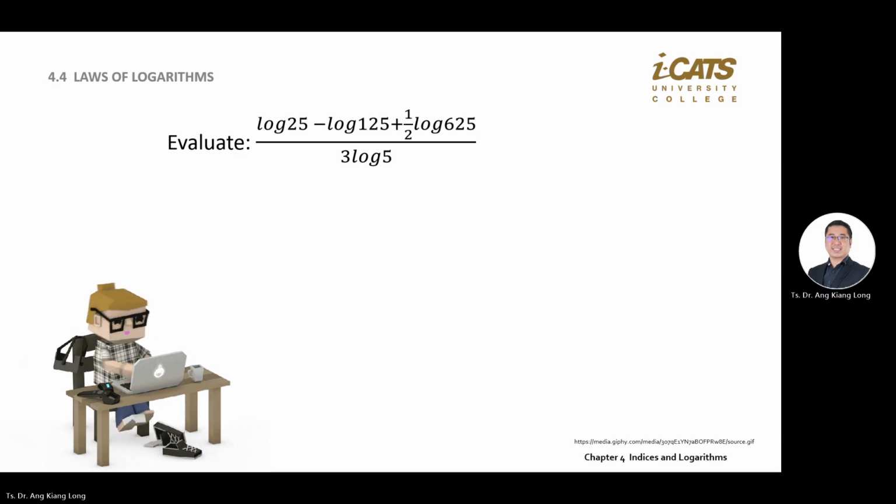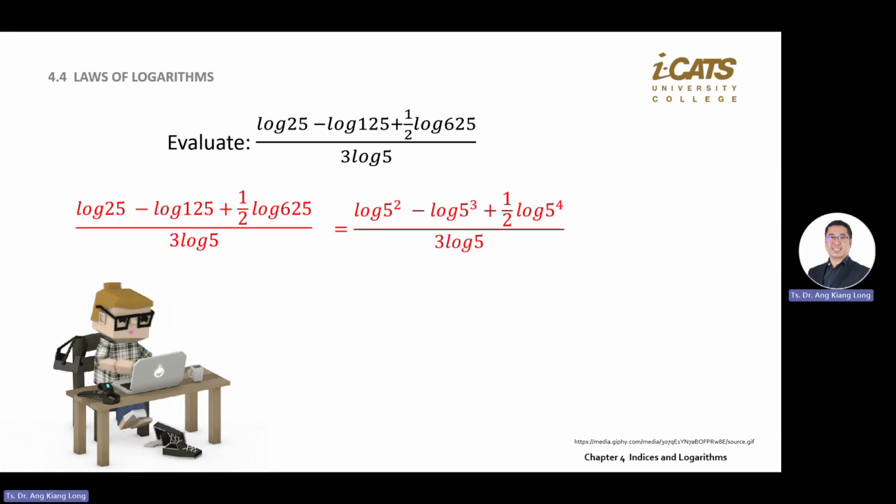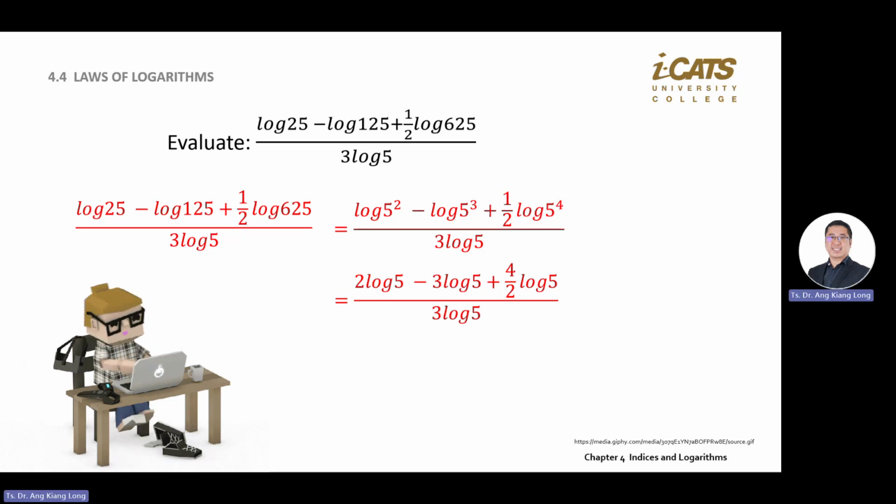Okay, so you break into power something. Use the same base of 5. Then simplify using the 3 laws that you learned. Push the power to the front, power to the front, power to the front. And you work on the top first: 2 minus 3 minus 1 plus 2. So you get 1 log 5.